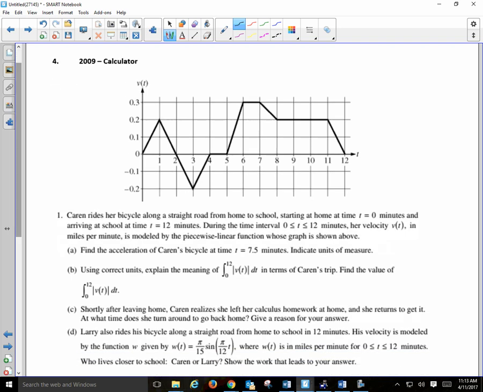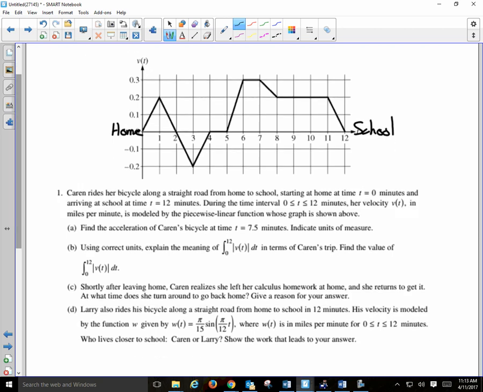Karen rides her bicycle along a straight road from home to school. Starting at time 0, she's at home. So she's home here. She's at school here. During the time interval from 0 to 12, her velocity is modeled by this function. So we have a v of t function. So this is a rate function. The last one was an amount function, not a rate function. So it says find the acceleration of Karen's bicycle at 7.5 minutes.